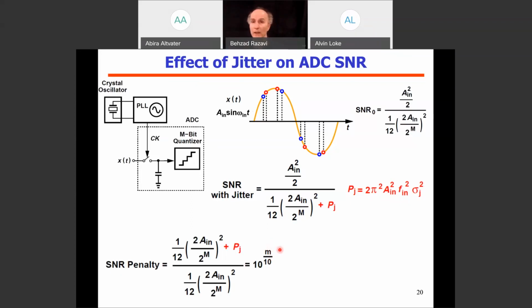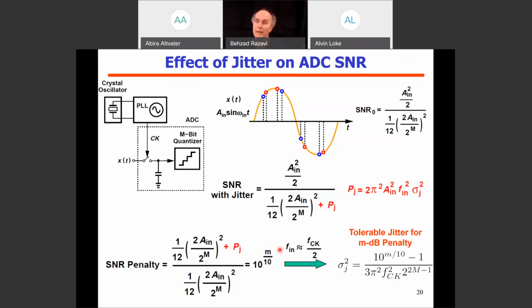So if we decide on how much little m should be, that gives us an equation in terms of the maximum tolerable jitter that the clock driving the A to D can contain. Here I've assumed that we are running at Nyquist. Okay, so now we have an equation for the amount of jitter that the A to D can take if it has capital M bits of resolution and it can tolerate lowercase m dB of SNR penalty.